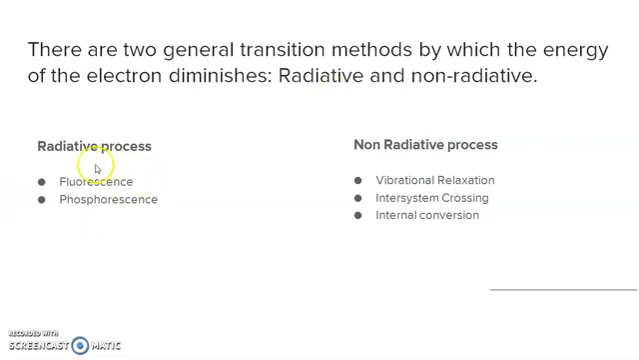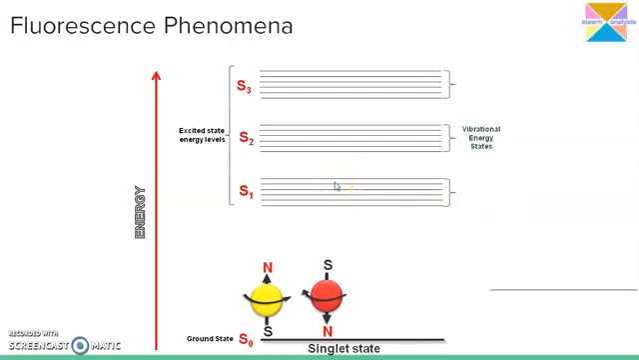So we'll be considering the discussion of fluorescence and phosphorescence, which are the radiative processes. And during this discussion, we will also understand what we mean by vibrational relaxation, what we mean by intersystem crossing, what we mean by internal conversion. So let me take up the fluorescence phenomenon.